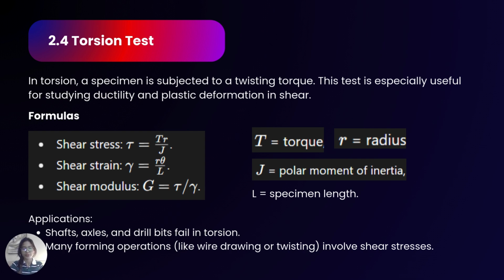This test is important because many engineering failures involve torsion. Measuring how materials behave in twisting ensures reliable designs for power transmission components.